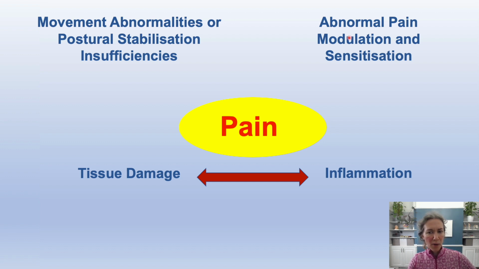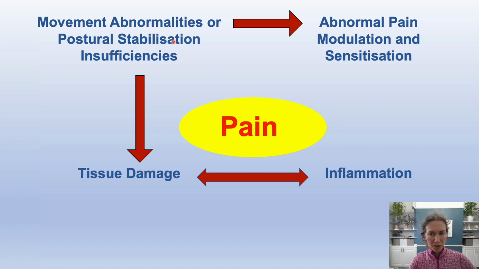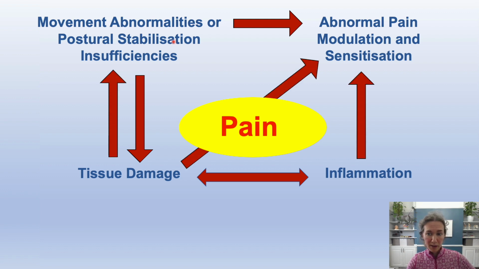And we need to know how movement abnormalities and insufficient postural stabilization can contribute to both acute and chronic tissue damage, but also negatively influence the systems involved in pain modulation. Tissue damage can, of course, contribute to movement abnormalities and also abnormal pain modulation and sensitization.